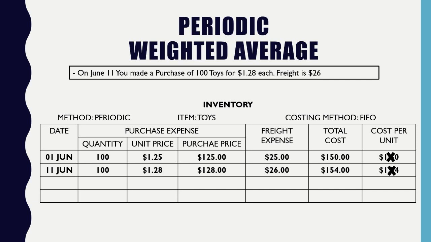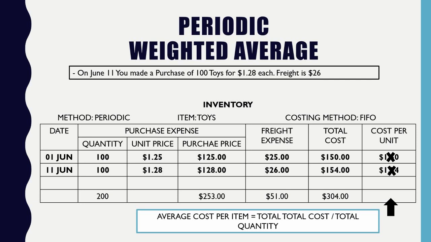Luckily, at the end of this one, we have the 15th that happens along here, so this is where we're going to solve for our average cost. Right now, I have 200 total units at a total cost of $304. Now that I know how many I have available and what my grand total cost is, I can solve for my average cost per item. My average cost per item is going to be my total cost of $304 divided by my 200 units.